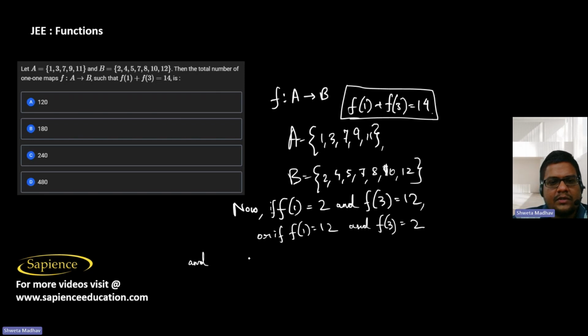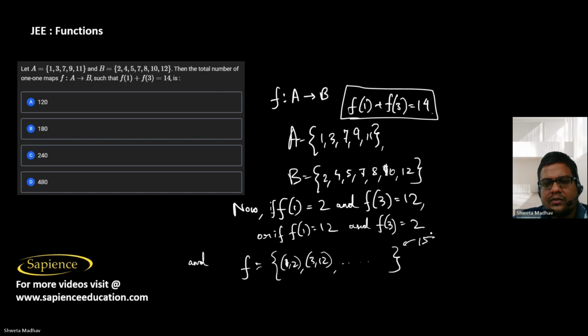Actually, in the function f we will have some ordered pairs like (1, 2), (3, 12). Since f of 3 should be 12, it should contain 5 into 4 plus 3. The number of elements in A is 5, the number of elements in B is 7. So 5 times 7 is 35. So it should contain 35 elements.